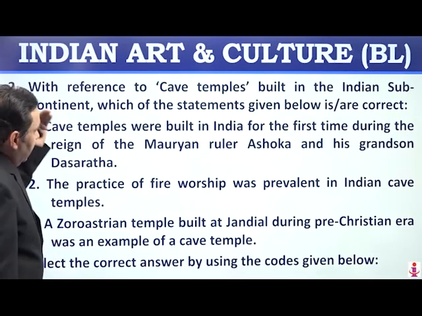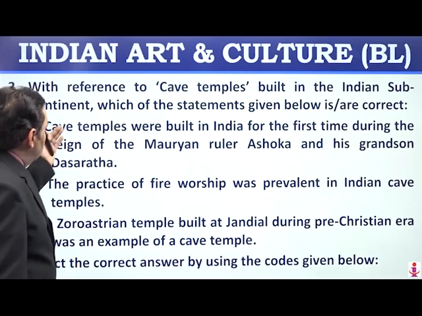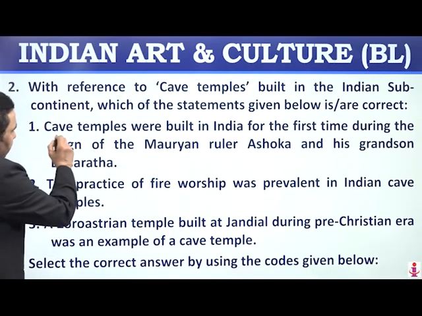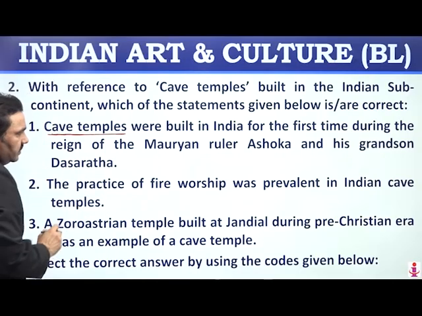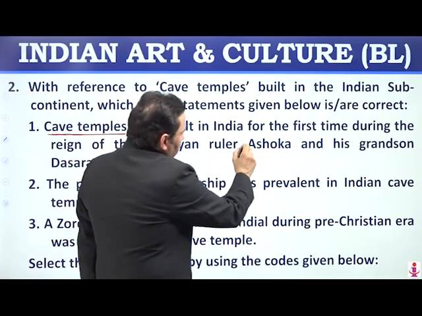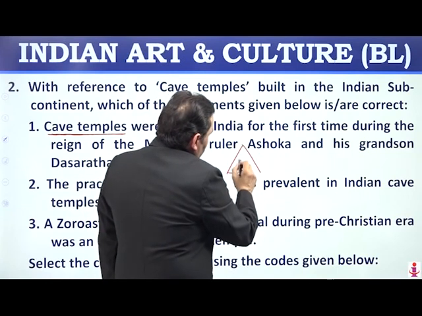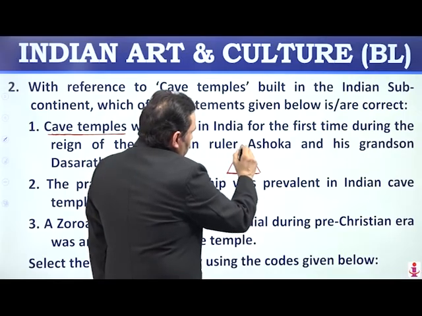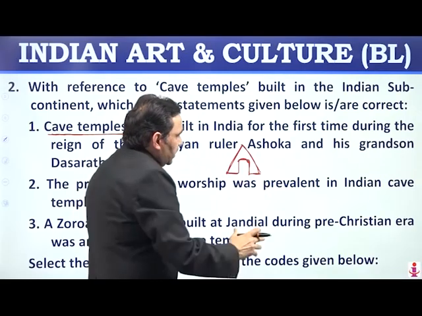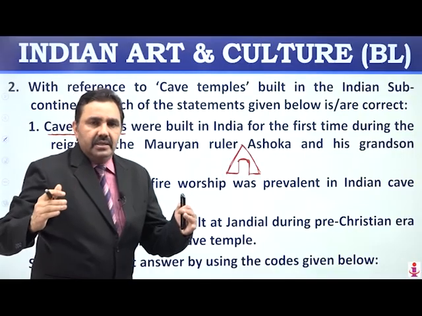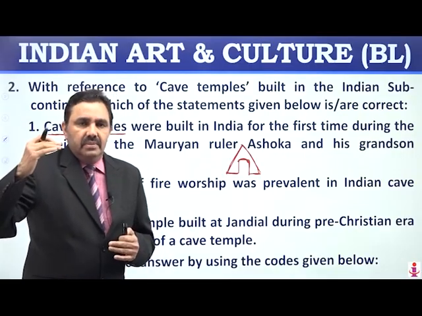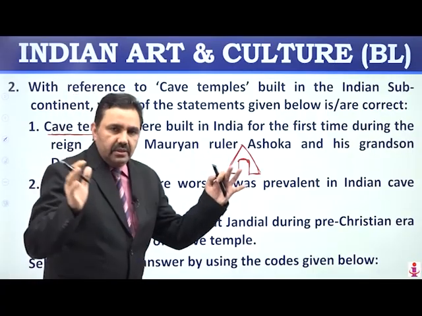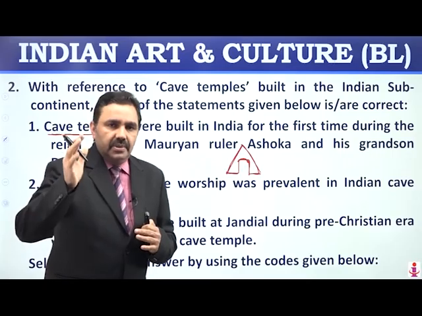Question number 2. With reference to cave temples built in Indian subcontinent, which of the statements given below is correct? Cave temples means the temples cut into the cave. Cut into the hills here. So if you take this as a hill, the hills were cut into in different shapes. 1 or 2 chambers were cut. Earliest the cave temples were cut during the reign of Ashoka in Barabar Hills. Then his grandson Dasharatha cut some cave temples in Nagarjuna Hills in Bihar. Barabar Hills and Nagarjuna Hills are located close by in Jehanabad district of Bihar.